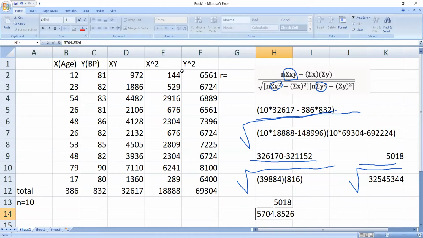So this is the value after taking the square. Now take the quotient of this. So 5018 divided by 5704 will produce 0.8796. So this is our correlation. Please be careful in the computational steps. If you are very good at calculations, you can avoid all these computational steps with a single formula, in a single calculation using the calculator or your Excel sheet, you can give the answer.